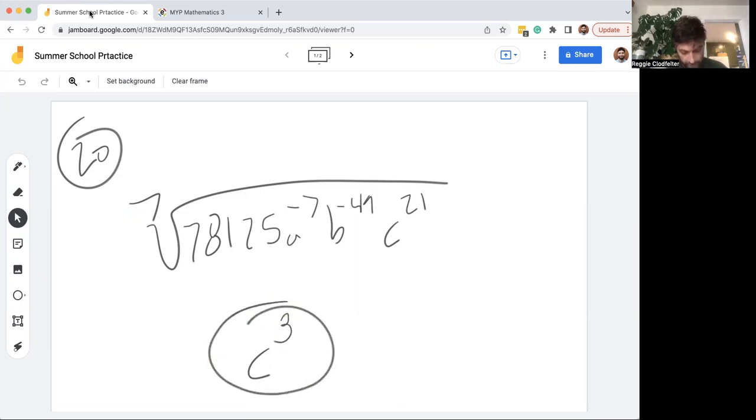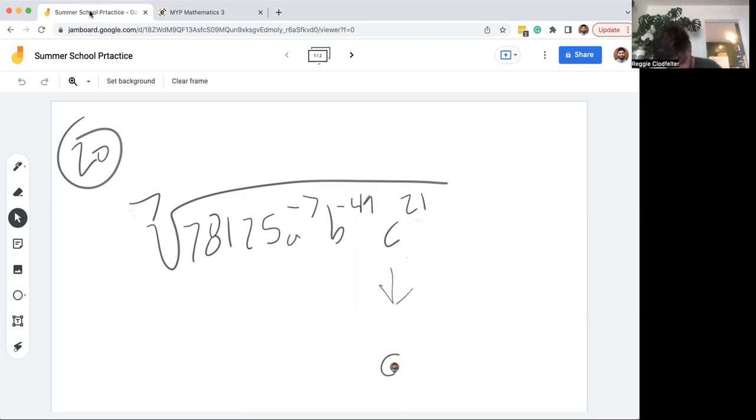So when you've got a root like this, you're actually just going to take the exponent attached to the variable and divide by the number outside the root. So for whatever reason, I want to work backwards. C to the 21st divided by 7, that's just going to become c to the 3rd. B to the negative 49th, so I'm going to divide negative 49 by 7. It's going to be b to the negative 7. A to the negative 7 divided by 7, it's just going to become a to the negative 1.